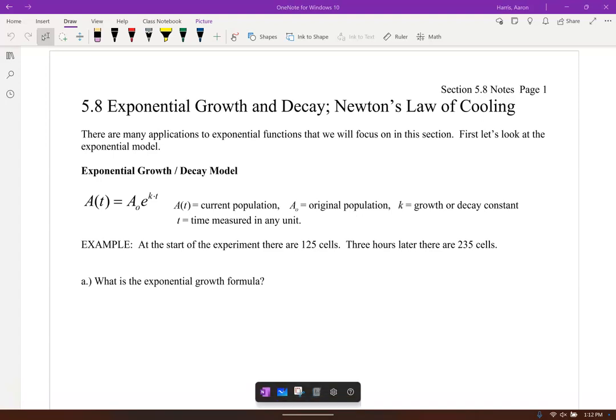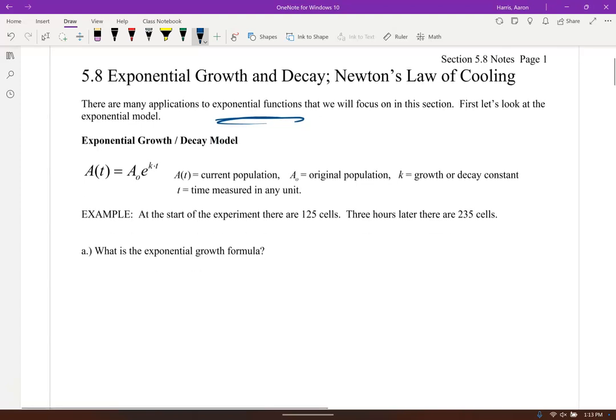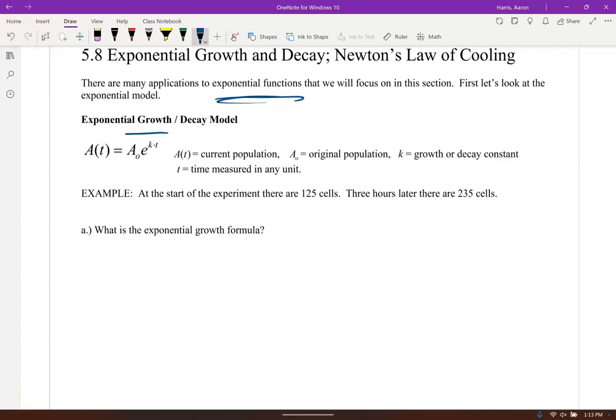Well, there's a lot of applications to these transcendental functions. These exponential functions are what we're going to focus on, as well as a little bit of logistic growth at the end of this section. And here's our exponential growth and decay model that we're going to use.